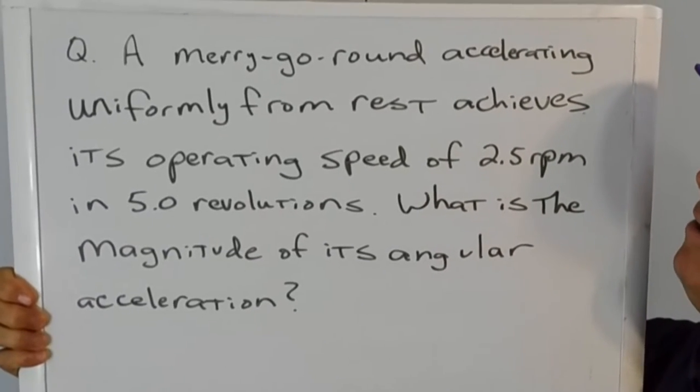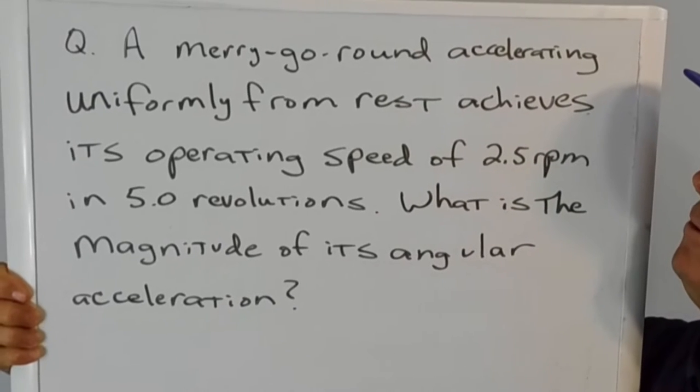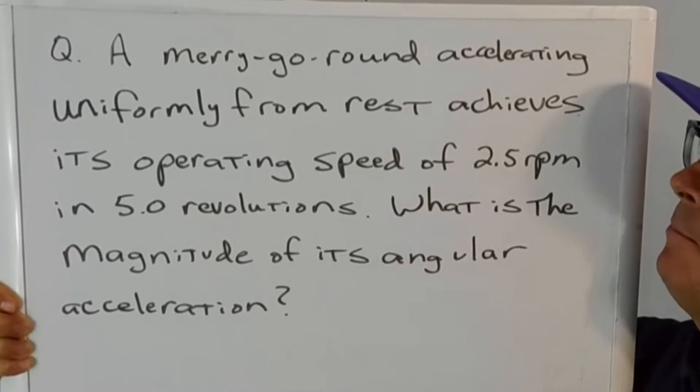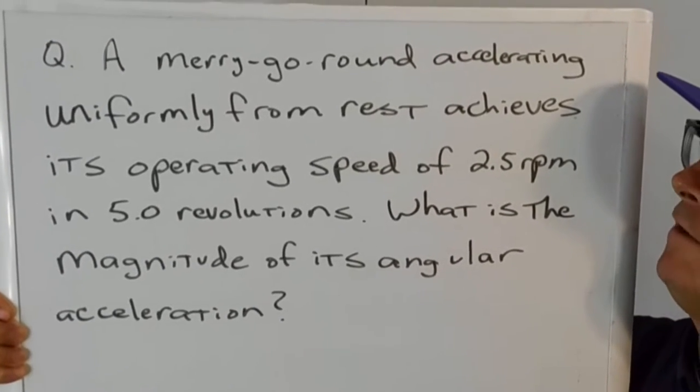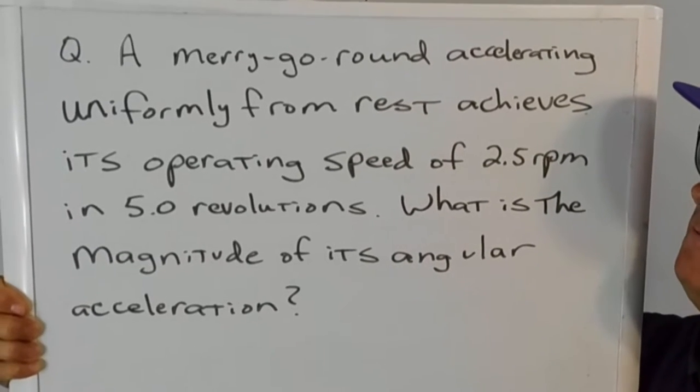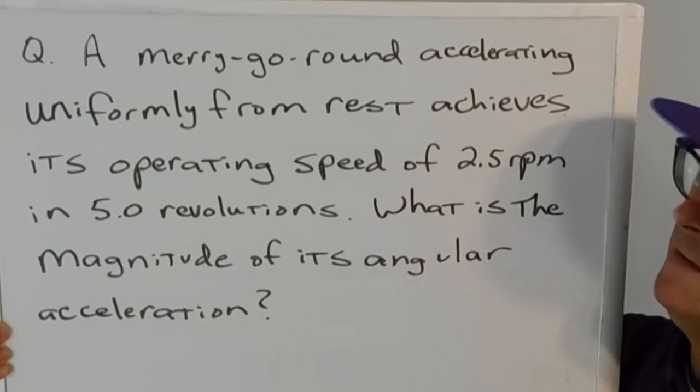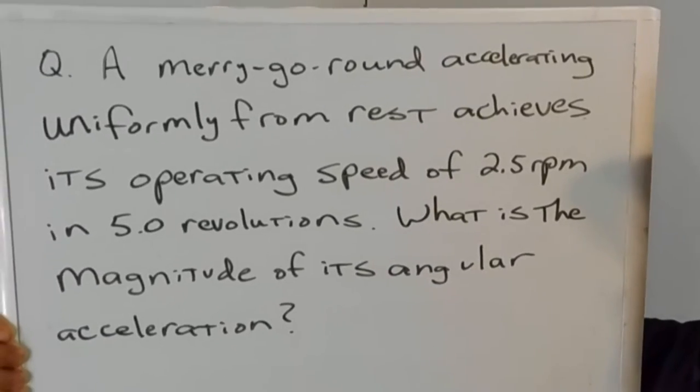A merry-go-round accelerating uniformly from rest achieves its operating speed of 2.5 RPM in 5 revolutions. What is the magnitude of its angular acceleration?